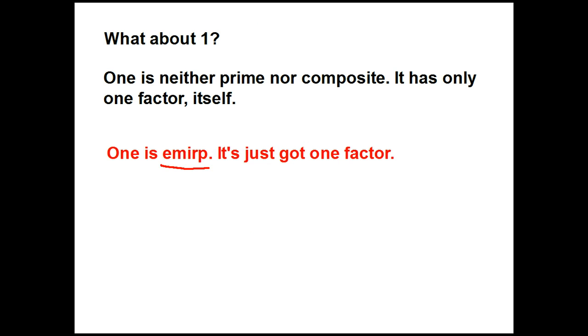Oh, and what about 1? Well, 1 is neither prime nor composite. It only has one factor, itself. 1 is emirp, and if you look carefully, you will see that emirp is actually the word prime written backwards. 1 is emirp because it only has one factor, 1.